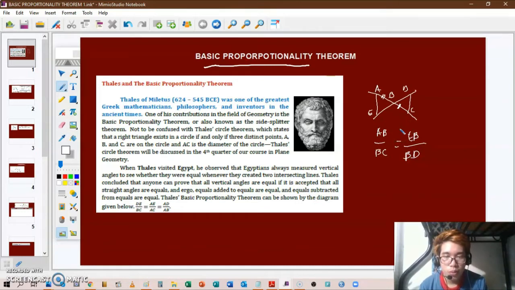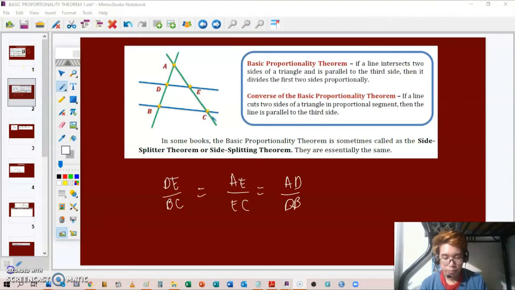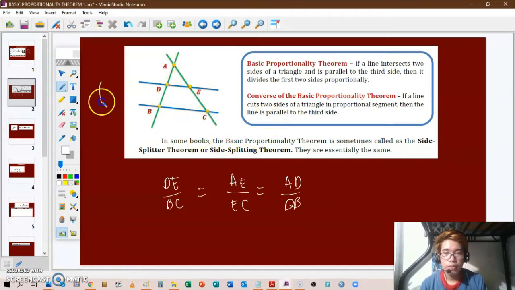Thales's basic proportionality theorem can be shown by the given figure below. This is the figure that we have here. The basic proportionality theorem, or the side splitter theorem, states that DE over BC is equal to AE over EC is equal to AD over DB. The ratios of these side measurements that have been cut by different lines are congruent to each other.